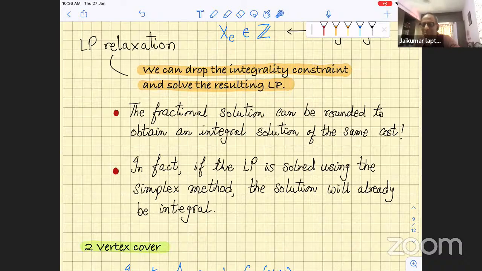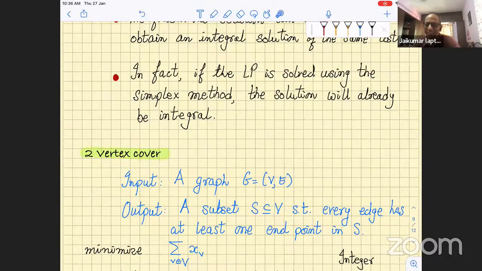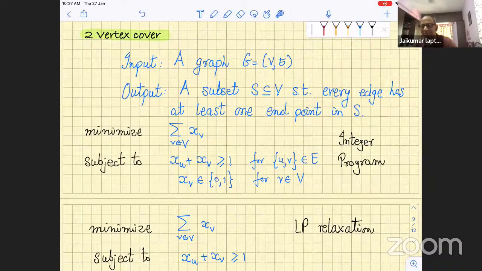Also, in this special case, it turns out that if you solve this linear programming relaxation using the simplex method, it would automatically give you the integral solution. So this is a lucky situation. So this is the first example where we have an integer program which can be solved profitably using just a linear programming relaxation. So the next problem I want to discuss exemplifies a situation where things are not that good.